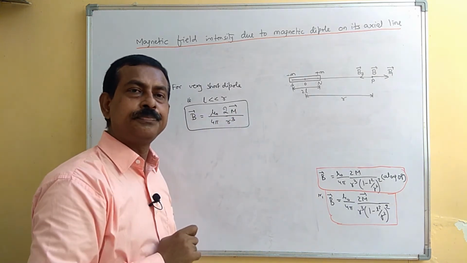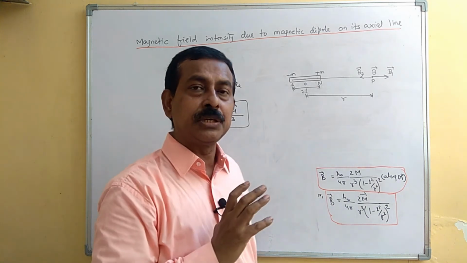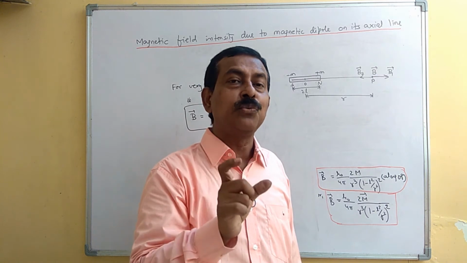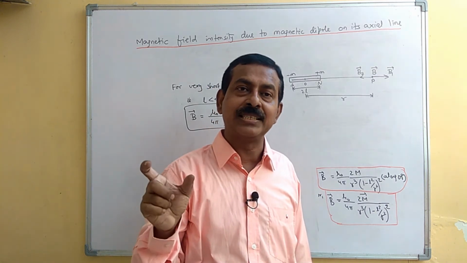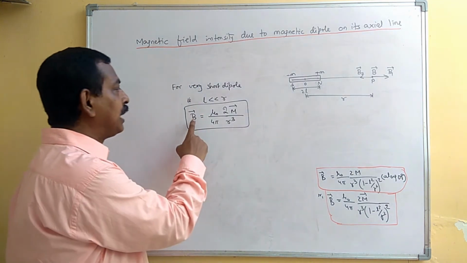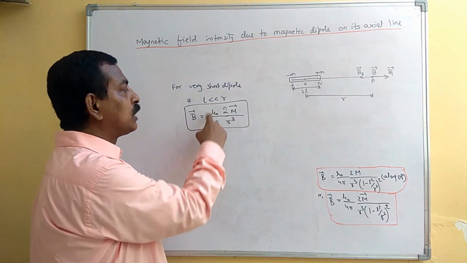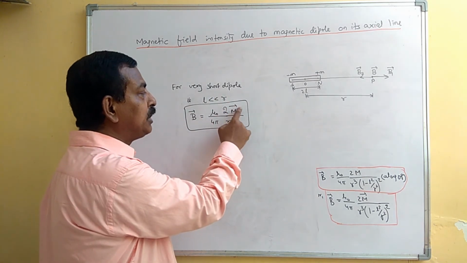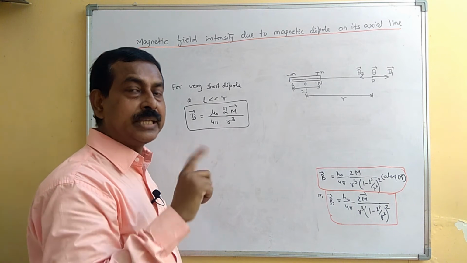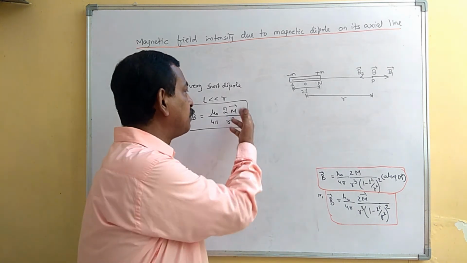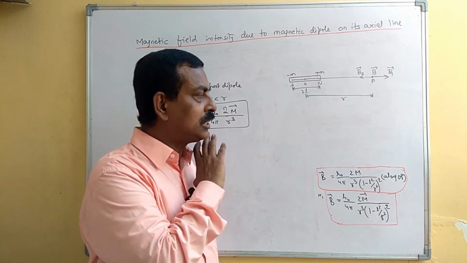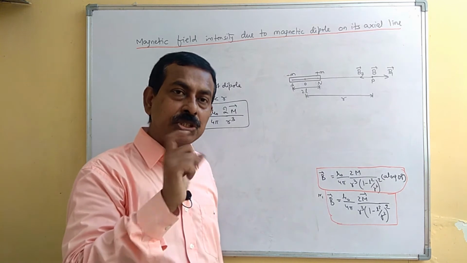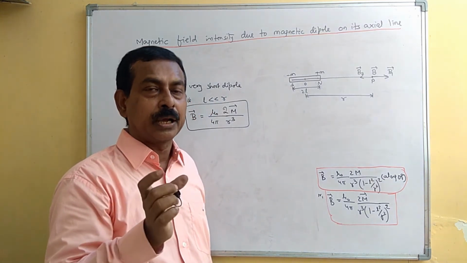r cube. Remember, this is a similar expression to the electric dipole case where we want to find the electric field intensity on the axial line. There you have the electric field intensity, and it was 1 by 4 pi epsilon naught as a constant, and it was 2p vector by r cube. There it was the electric dipole moment, here we have the magnetic dipole moment. The derivation is almost similar to that of the electric dipole. Just put the terms accordingly.